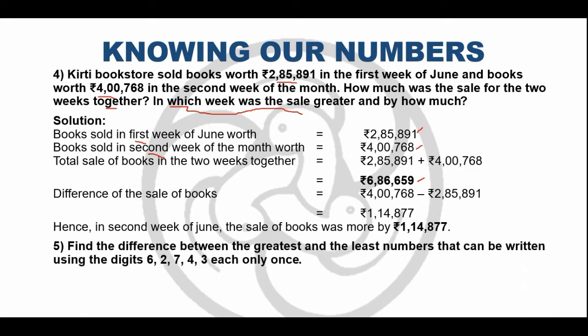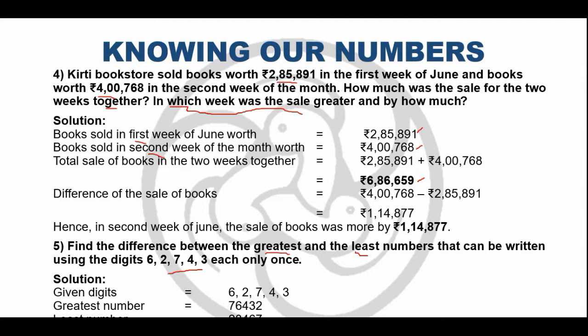So the next question is: find the difference between the greatest and the least number that can be written using the digits 6, 2, 7, 4, 3, each only 1 time. So what is the question given here? We have to find the difference. Difference means you have to subtract. What do you have to subtract? Greatest and the least number. Greatest means the biggest number and least means the smallest number. So from these given digits you have to form the greatest number as well as the smallest number.